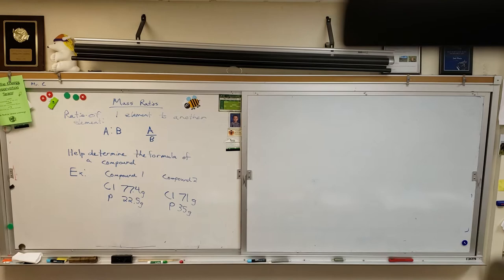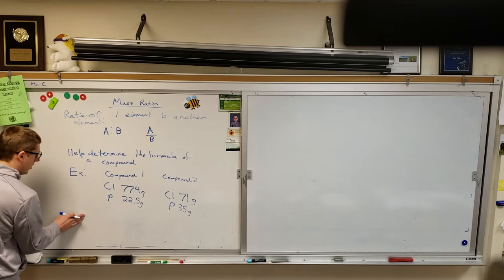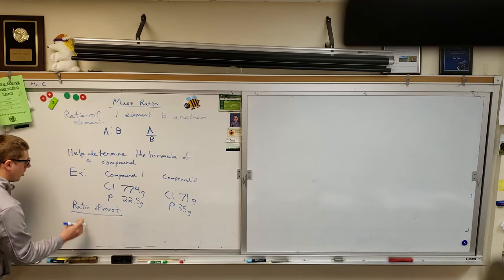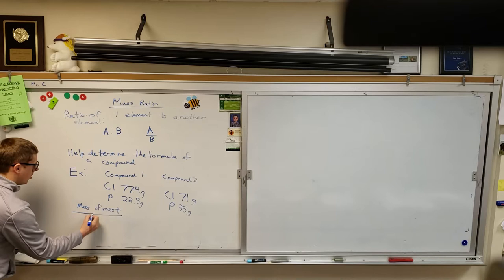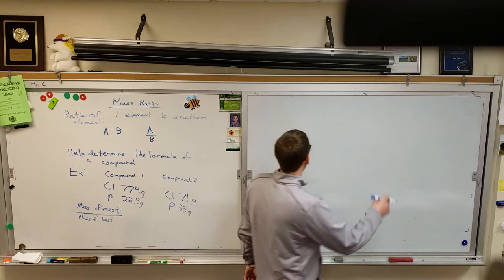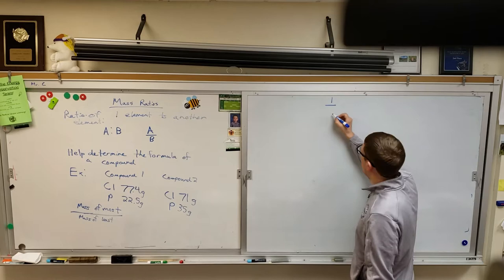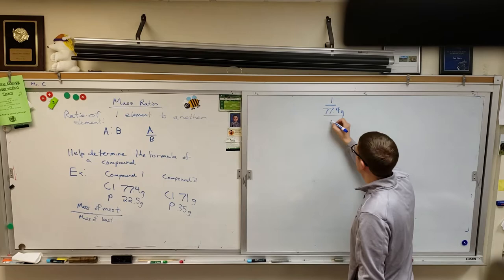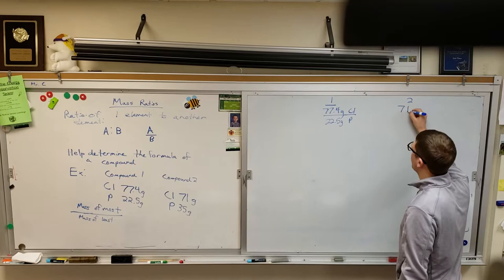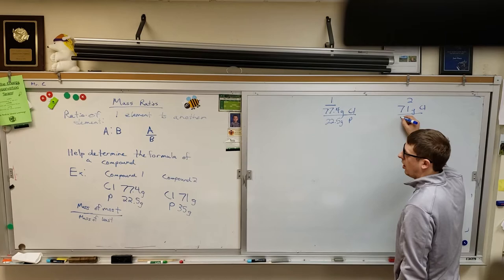So what we would do is look at the ratio, and typically, if at all possible, I do mass of most over mass of least, because I find that it's the easiest to deal with. So, if we're looking at compound one, we have 77.4 grams to 22.5 grams, and this is Cl over P, and compound two will be 71 grams Cl over 35 grams P.